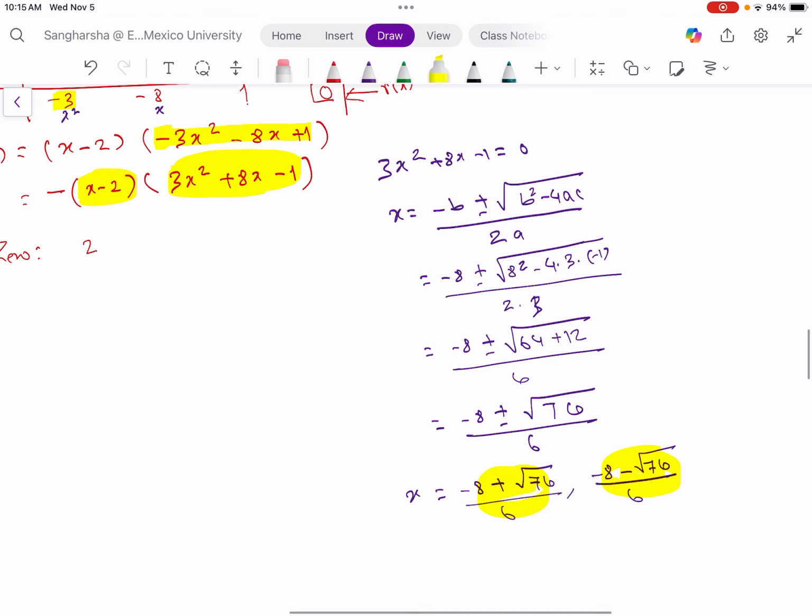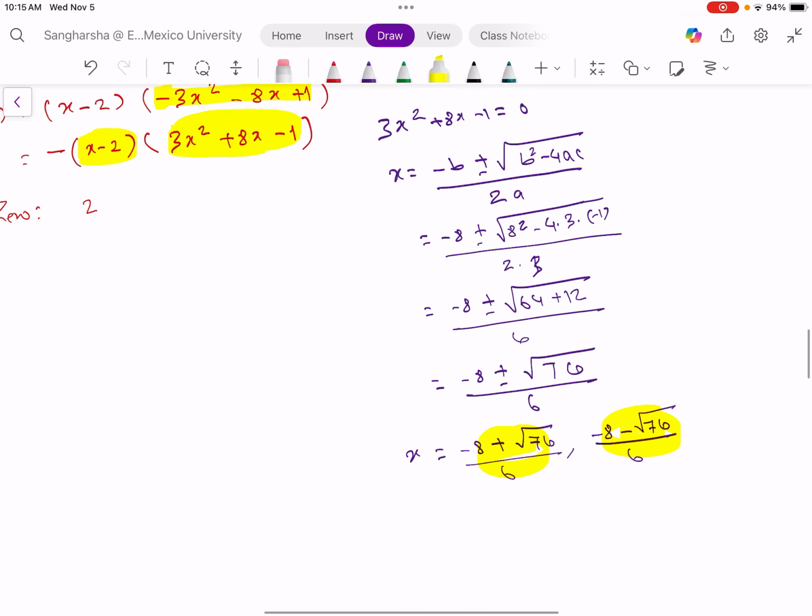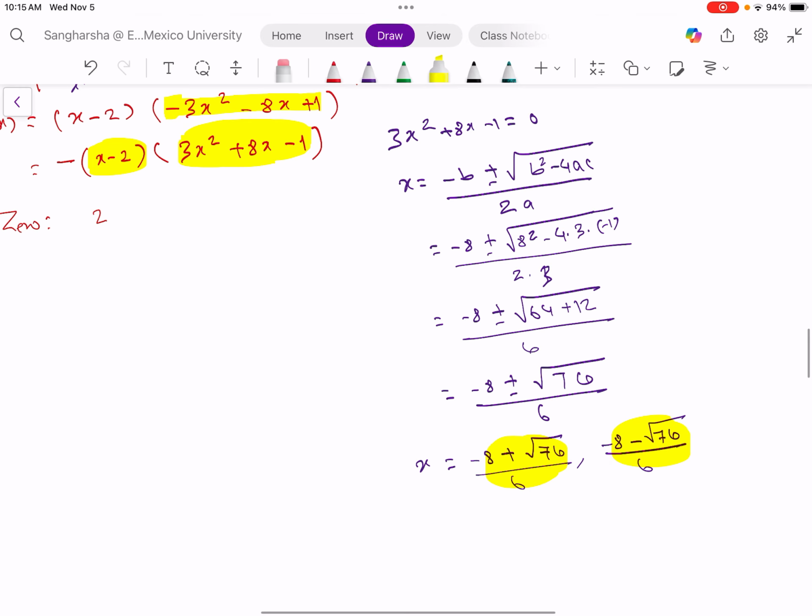Now if that is the case, what are these numbers for us? These are the real zeros. So these two are the real zeros: negative 8 plus square root of 76 divided by 6, and negative 8 minus square root of 76 divided by 6.